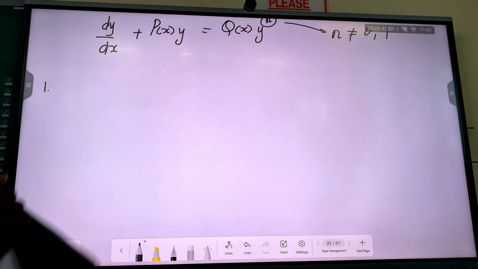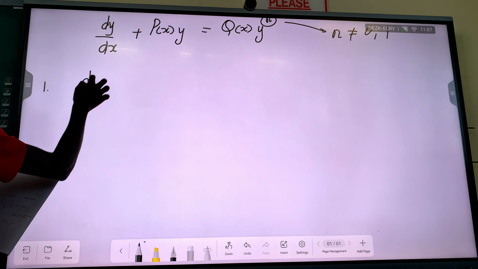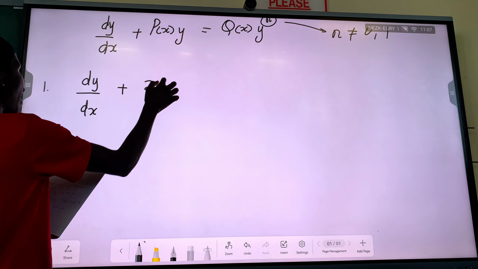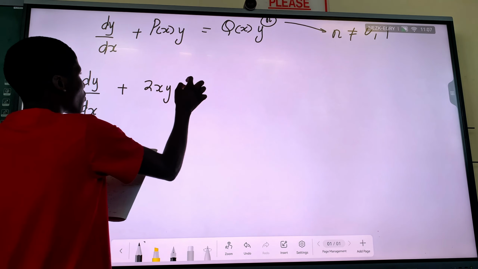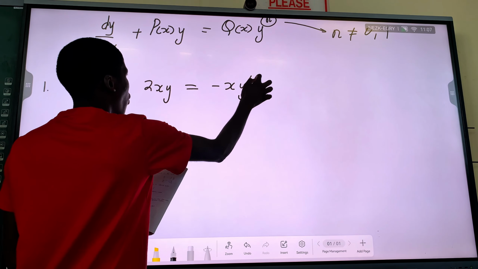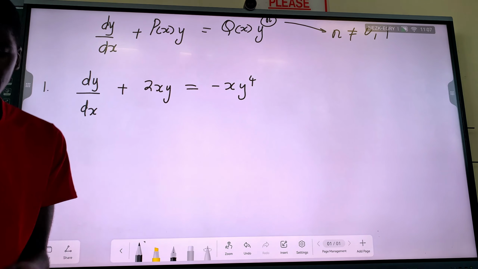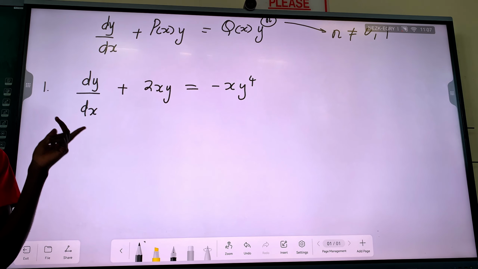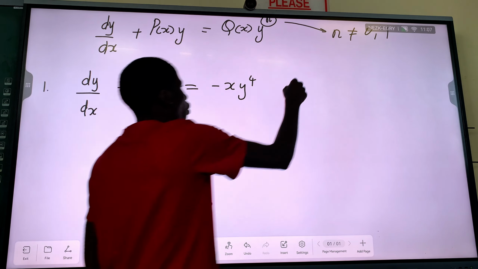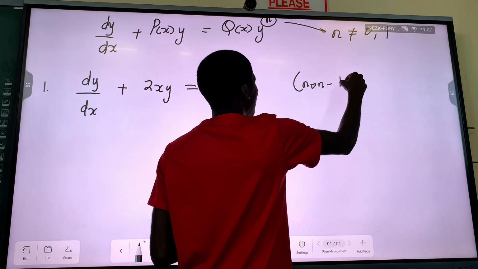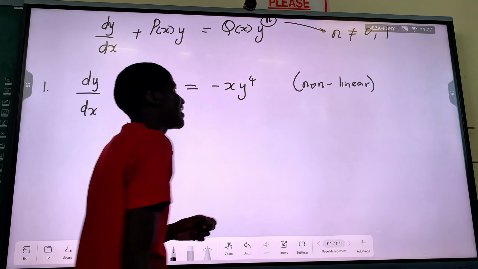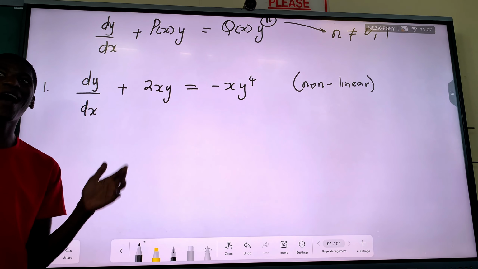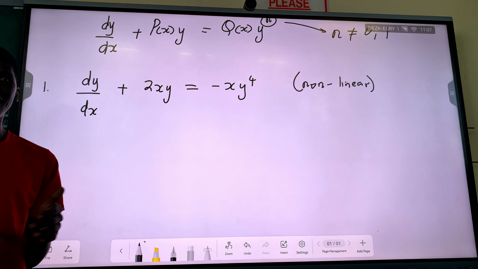So I will take one of the problems that I have, that says dy/dx plus 2xy is equal to negative x y to the power of 4. So what do we realize then? y is raised to the power of 4. So this is a non-linear problem. Once we identify this is non-linear, you have identified y is raised to the power of something greater than 1, something that is not 0 and not 1.